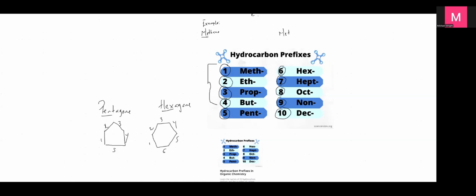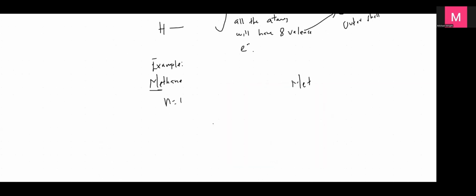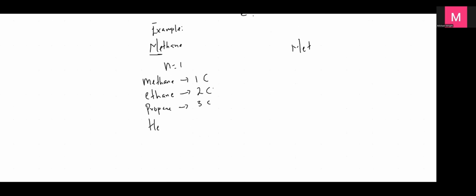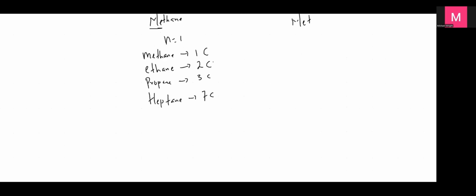The same would happen with this system. So you can find methane, for example, in the greenhouse gas effect, no? I would say methane will have 1 carbon atom. Okay. But what about the next one, which is ethane? How many carbon atoms will it have? 2 carbon atoms. Propane, it will have 3 carbon atoms, right? Heptane will have 7 carbon atoms, and so on.